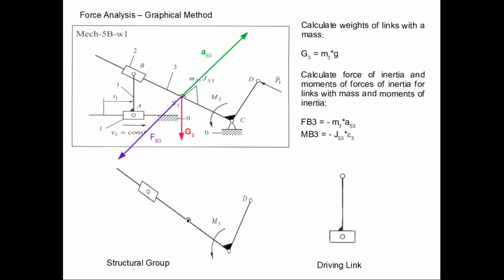First of all, we have this graphical method. In the graphical method, to analyze the forces acting on the mechanism, you need to decompose it into two parts. You have to detach the driving link from the rest of the mechanism, which is called in this case the structural group, and you analyze the equilibrium of the forces acting on the structural group as a whole, and then the same equilibrium acting on the driving link.